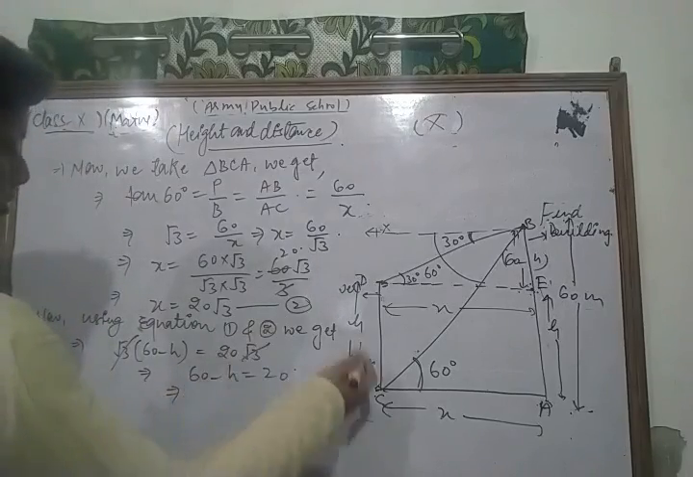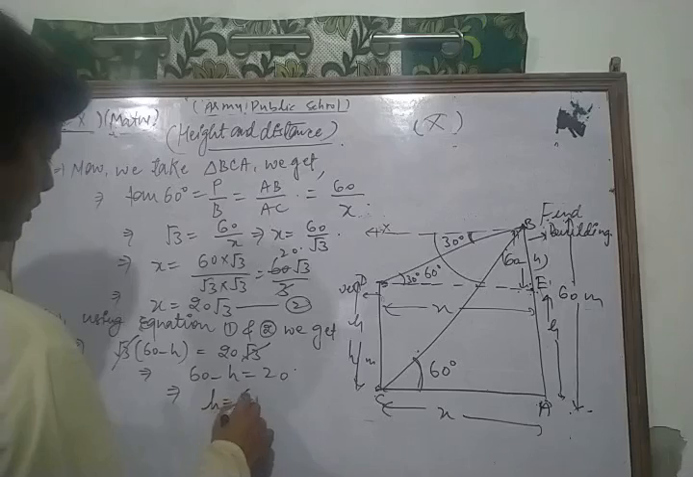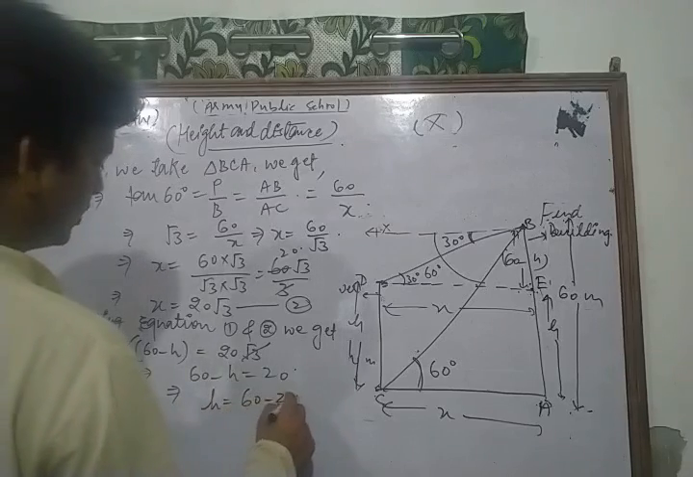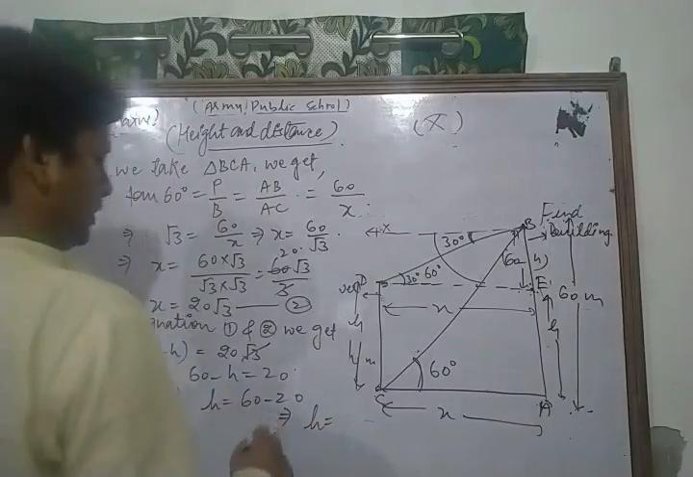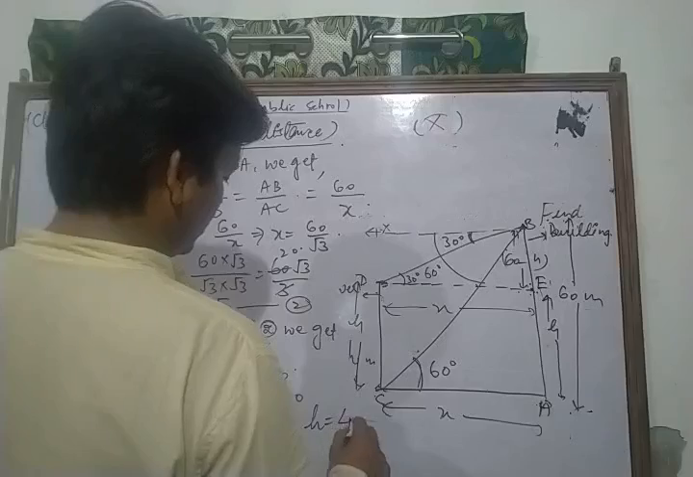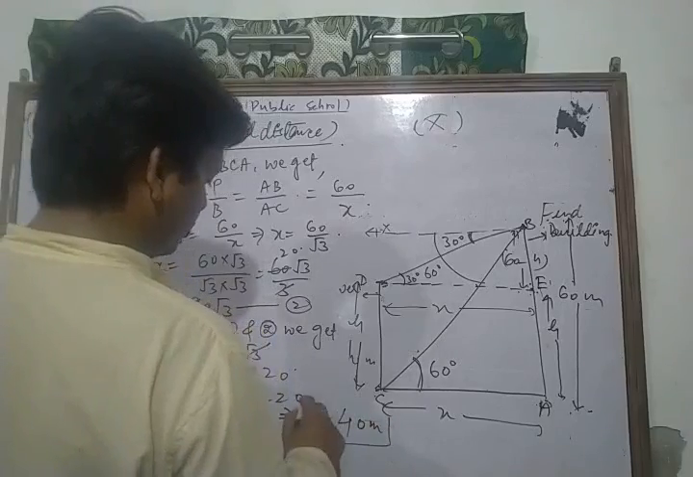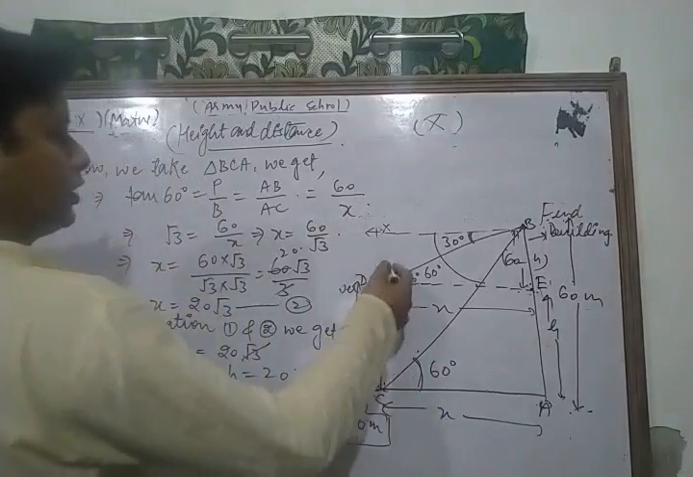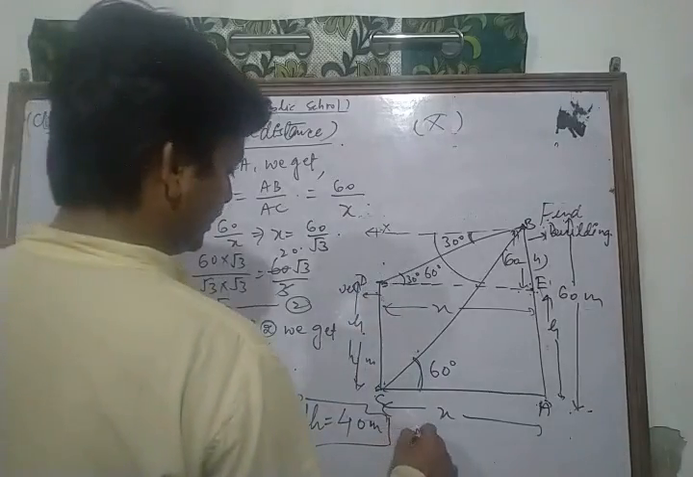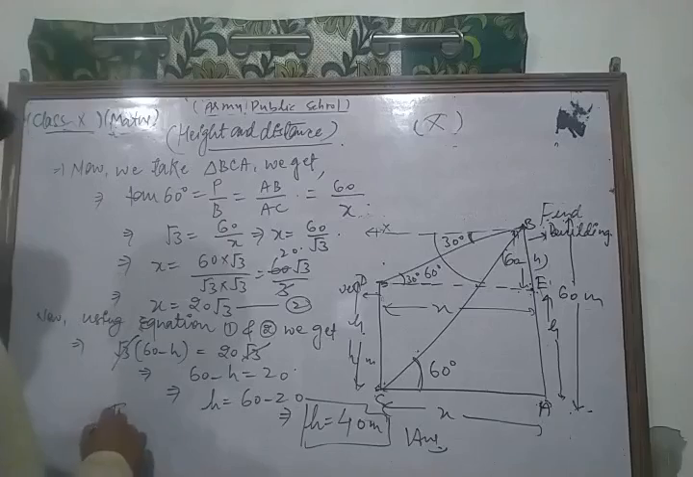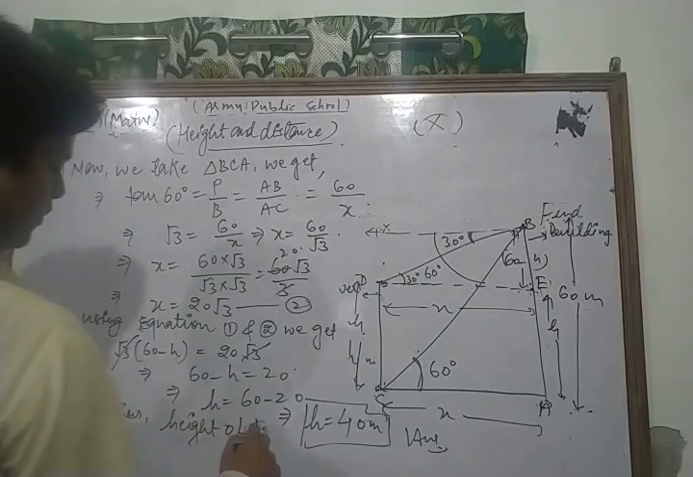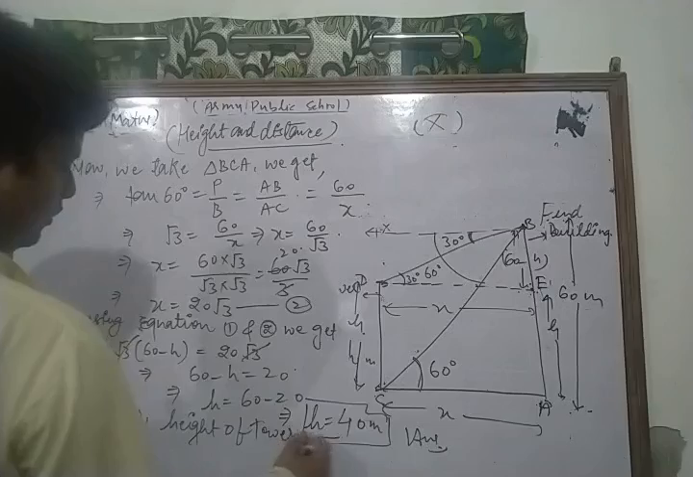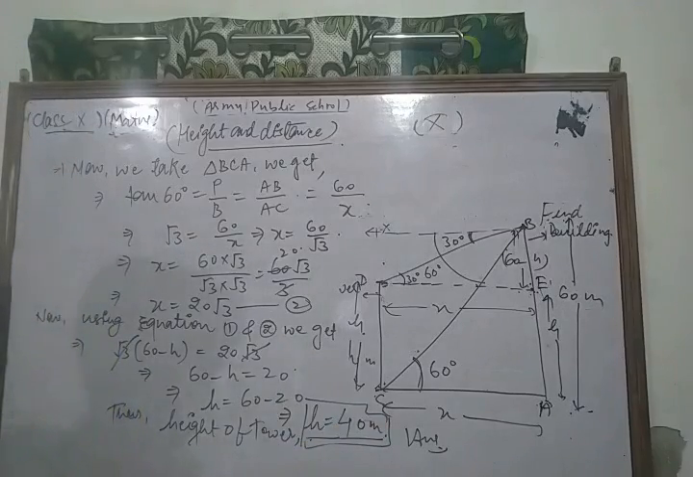So from there we transfer: plus h is equal to 60, and 20 transferred to that side becomes minus 20. So the value of h is 60 minus 20, which is 40 meters. So in this way the height of the tower is 40 meters. This is the required answer. Thus this is the height of the tower, which is 40 meters.